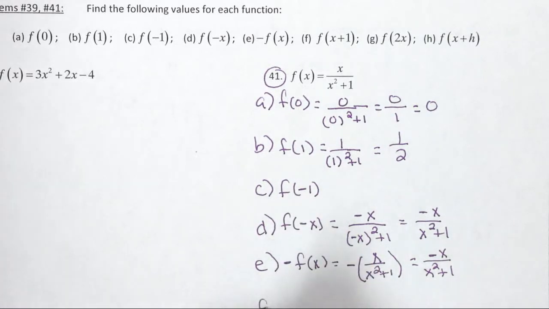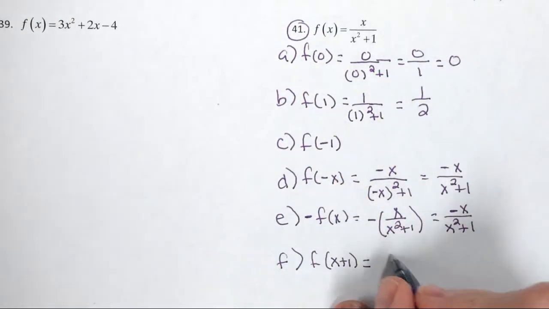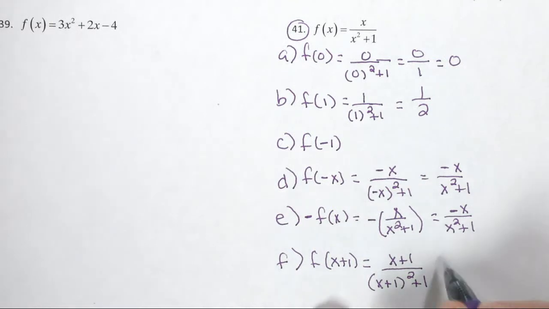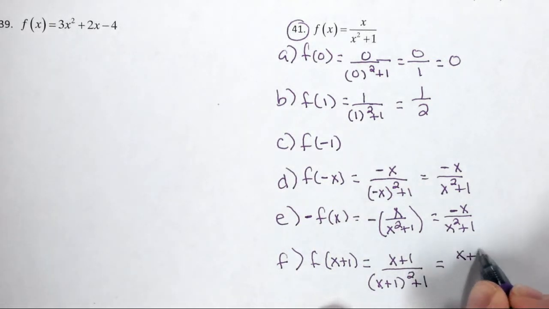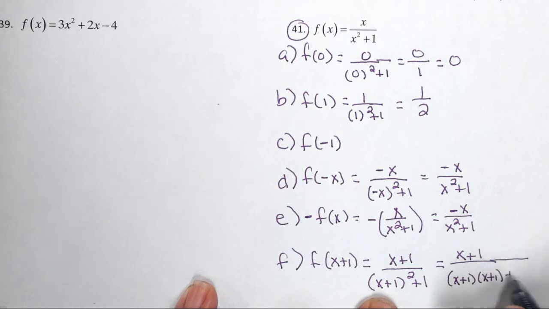All right, I'm going to do F, and then I'm going to let you do the other two without me. So on F, we're going to plug in x plus 1 everywhere I see an x. So I see an x on top, so I'm going to put x plus 1. On the bottom, I'm going to have x plus 1 squared plus 1. So on the top, we have x plus 1. On the bottom, we have to remember this means x plus 1 times x plus 1. And then I've got that plus 1.